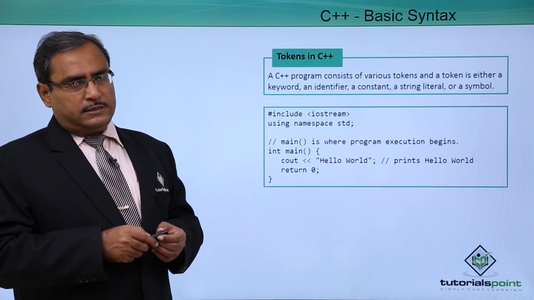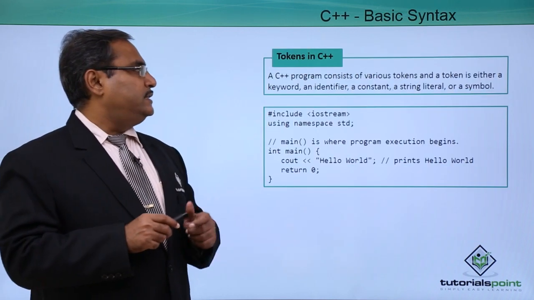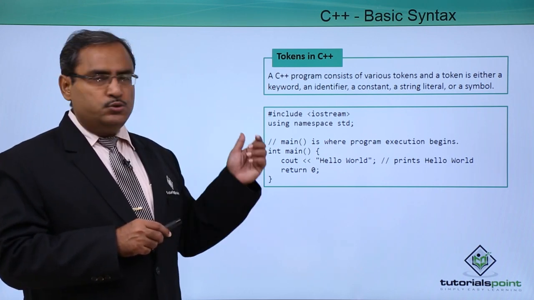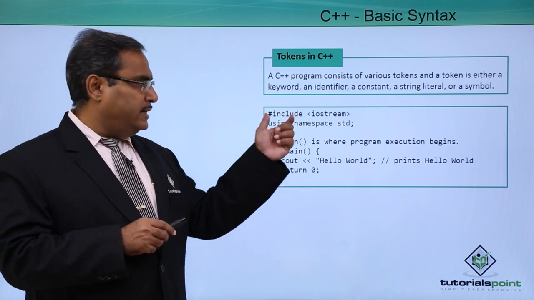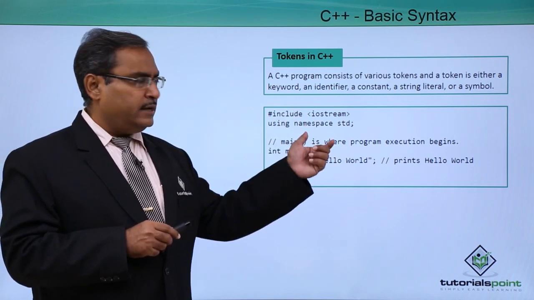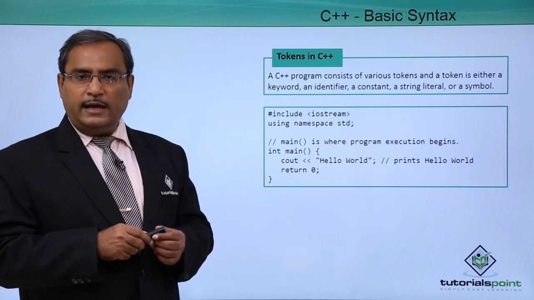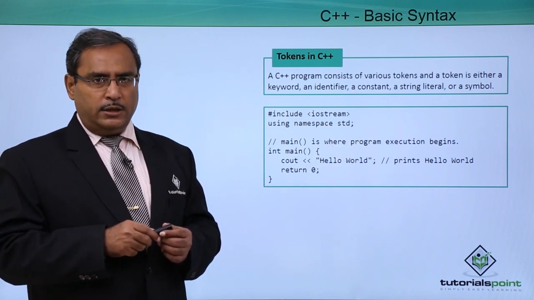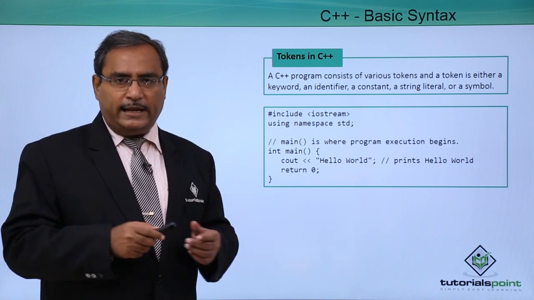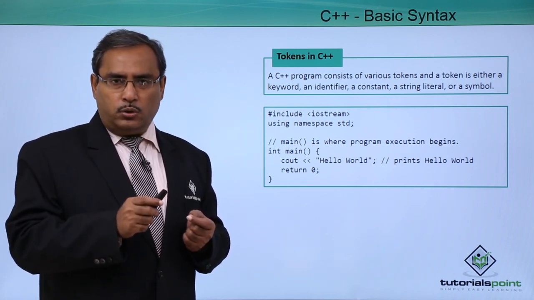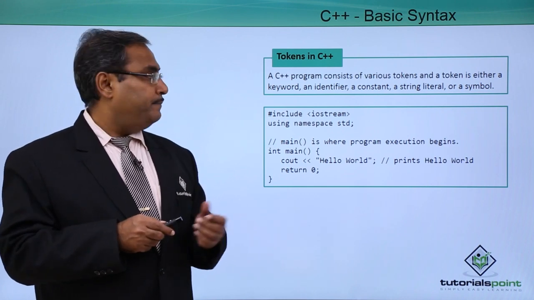Tokens in C++, let us concentrate on it. A C++ program consists of various tokens, and a token is either a keyword, an identifier, a constant, a string literal or a symbol, and that is known as a token. So tokens can be of different categories. A punctuation symbol, say a semicolon, is also one token.